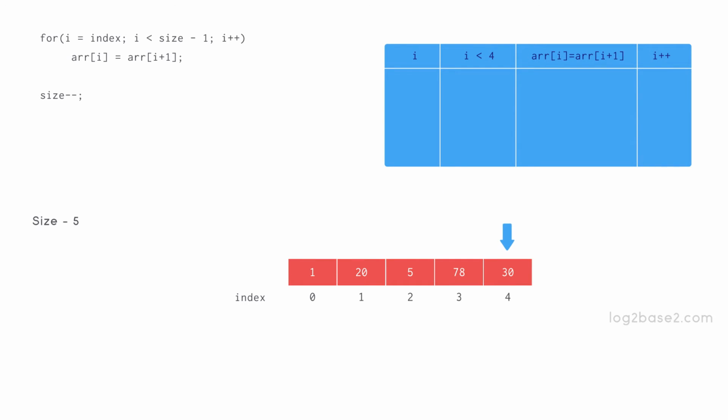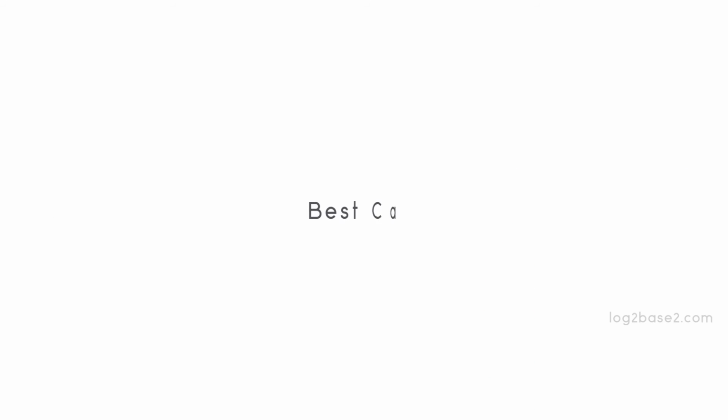Now let us discuss the time complexities. The best case will be when the element to be removed is at the last position. Then we don't need the for loop to shift any elements. We only need to reduce the array size so that the last location where our element is will be removed. So the best case time complexity is order of 1.